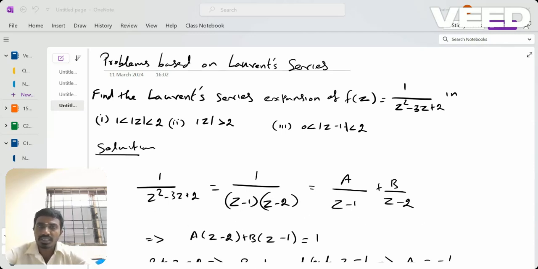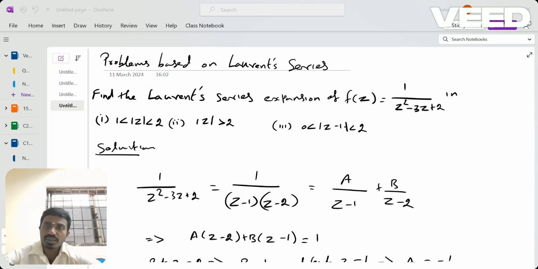Now the second region is mod z greater than 2. So mod z greater than 2 can be written as 1 by mod z less than 1 by 2, which is less than 1, by taking reciprocal on both sides. Similarly, if you bring this mod z to that side, then you get 2 by mod z is less than 1. Now consider the same function f of z equal to minus 1 by z minus 1 plus 1 by z minus 2. Here 1 by mod z is less than 1, so you take z as common, then you get z into 1 minus 1 by z.